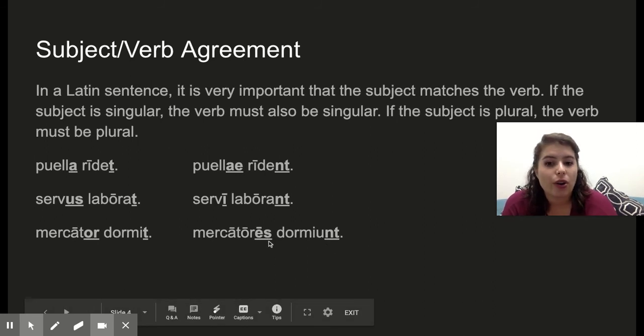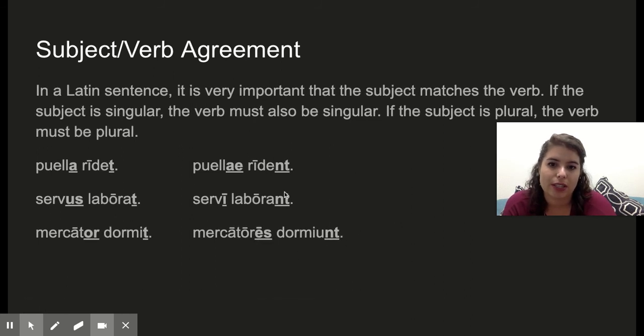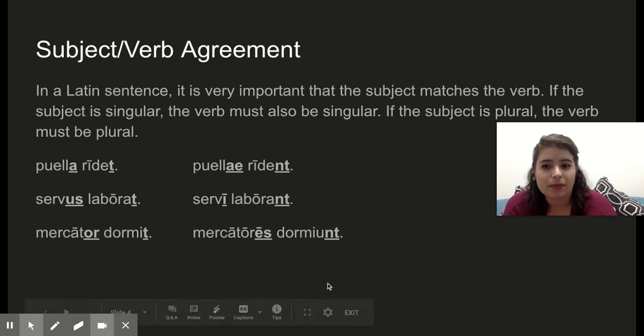And then mercatores dormiunt, this is going to be the merchants are sleeping. We have this third declension plural ending. Since our subject is plural, the verb must also be plural. We see that plural nt ending.